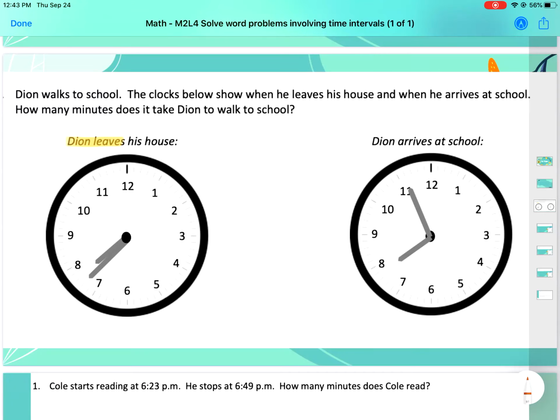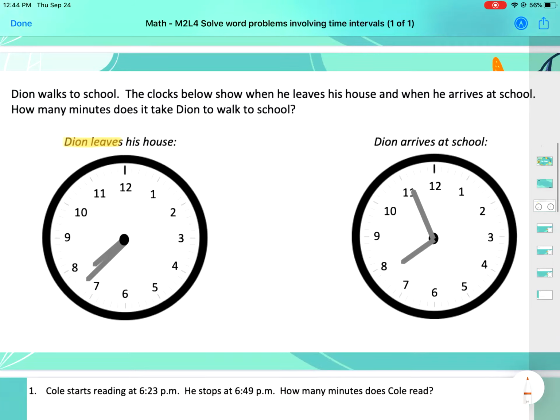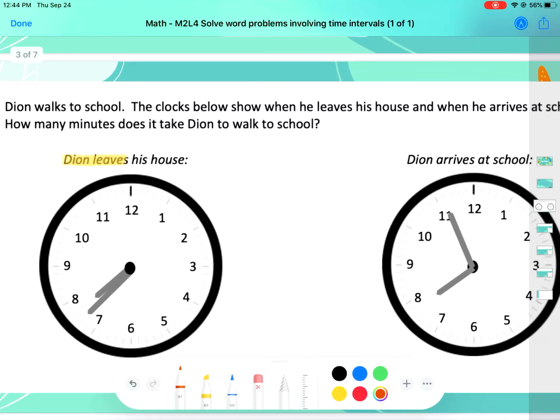Dion walks to school. The clocks below show when he leaves his school and when he arrives at school. How many minutes does it take Dion to walk to school? Let's look at the first clock. This is when Dion leaves his school. The short hand is pointing somewhere between 8 and 7. Then we know that it's 7 because it didn't pass 8 yet. The long hand is somewhere between 8 and 7 once again. Since 7 is 35, and I need to move 2 to the left, it's going to be 37.